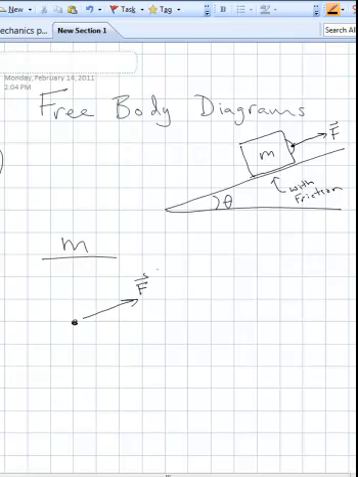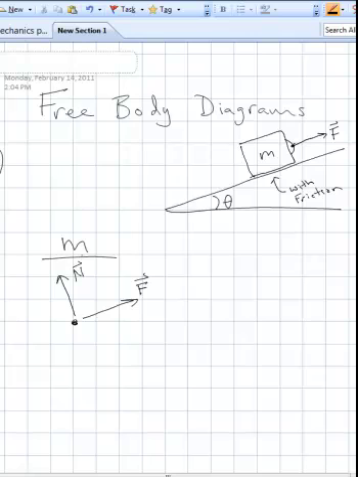And the other thing that's touching this mass is the surface. And a surface can interact two ways. It can interact with the normal force, and it can interact with the friction force. And we need to know now what's happening to this mass before we can draw in our friction force.